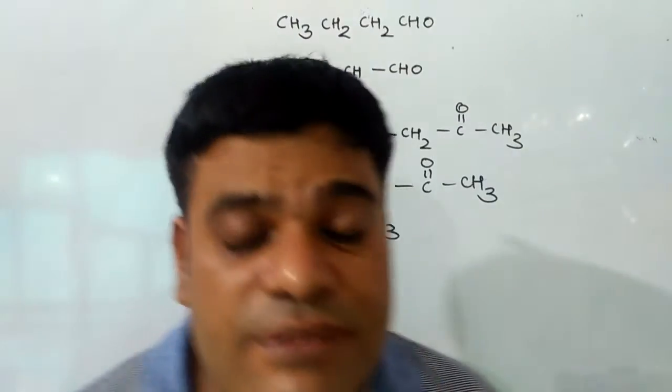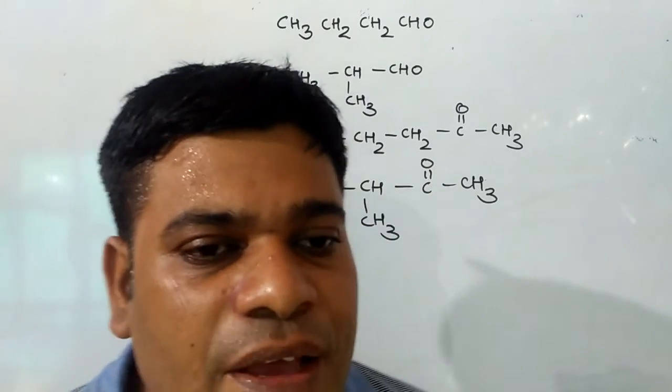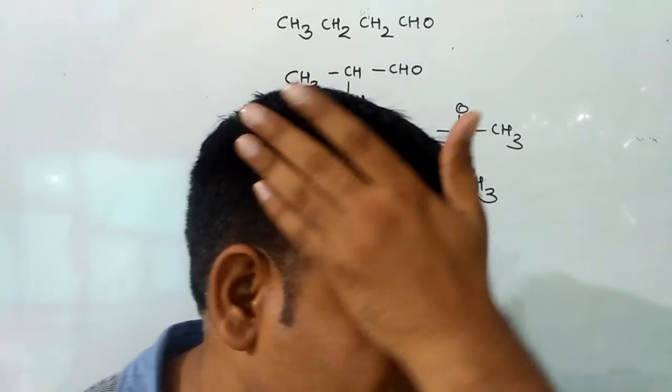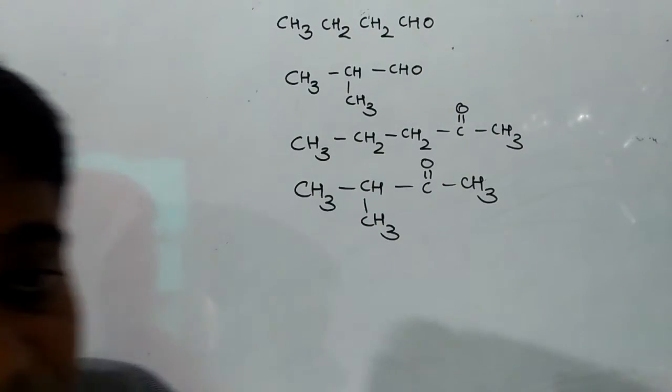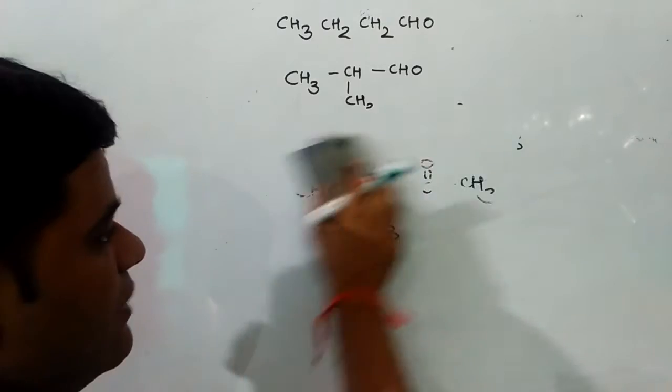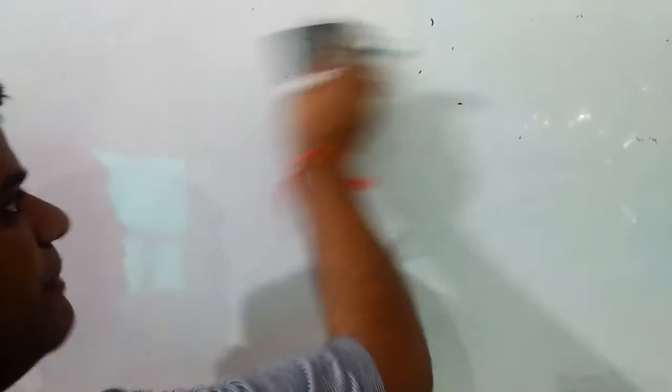Next is position isomerism. Keep it in mind, aldehyde can never show position isomerism because it is a terminal functional group. But ketones having 5 or more carbon atoms can show position isomerism. For example, pentan-2-one and pentan-3-one are position isomers of each other, and these two can be distinguished by the use of the haloform test.